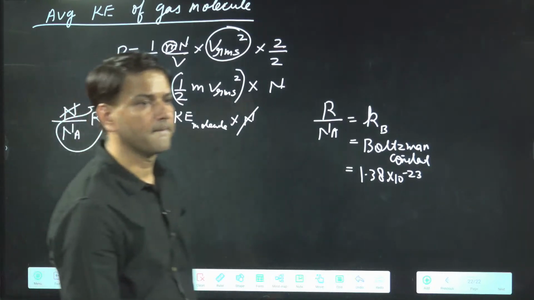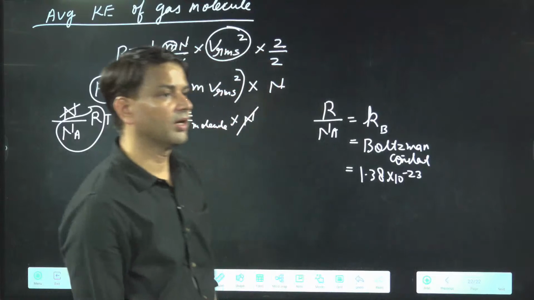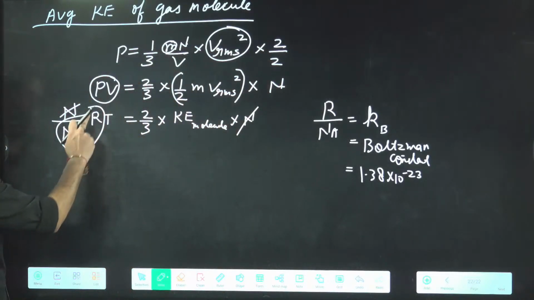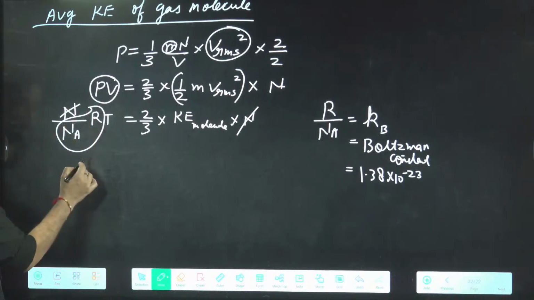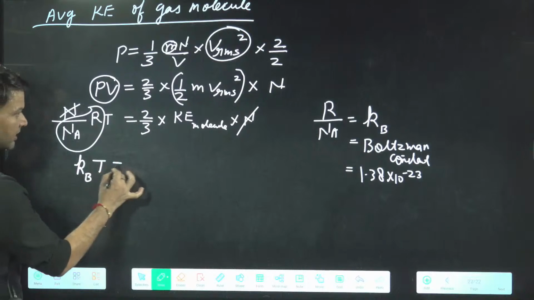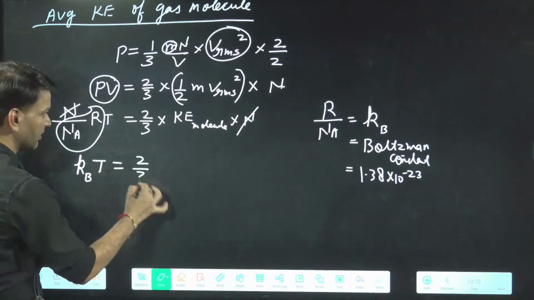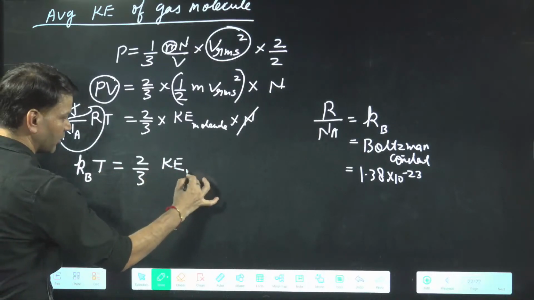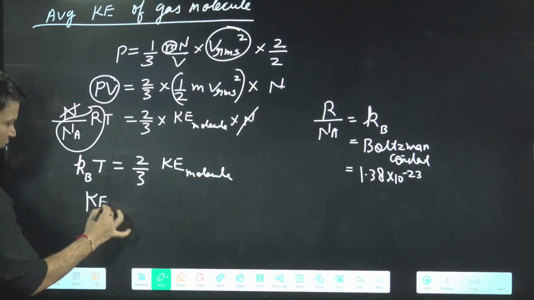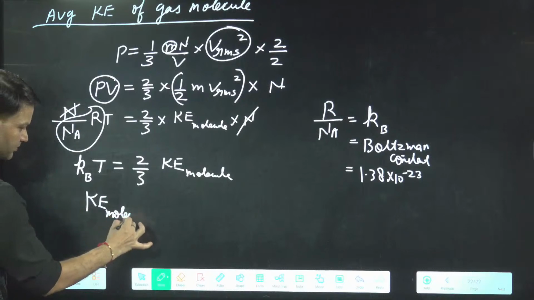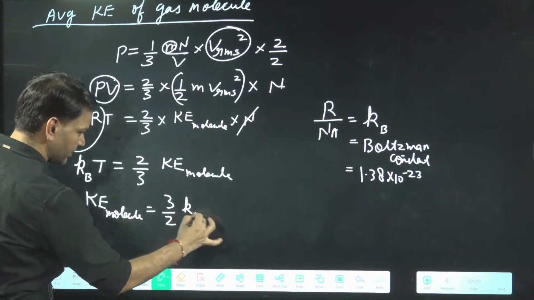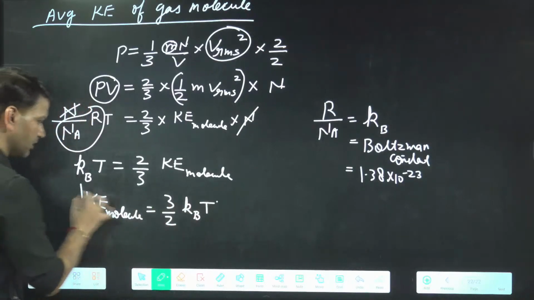Okay. So one thing, if I am asked later, I will ask for dimension and unit. R by Na I can write as K. So from this you will get the Boltzmann constant Kb into T is equal to 2 by 3 into the kinetic energy of the molecule. Then from this we can say the kinetic energy of the molecule is equal to 3 by 2 Kb into T.